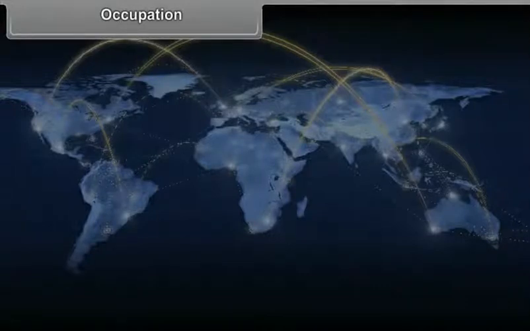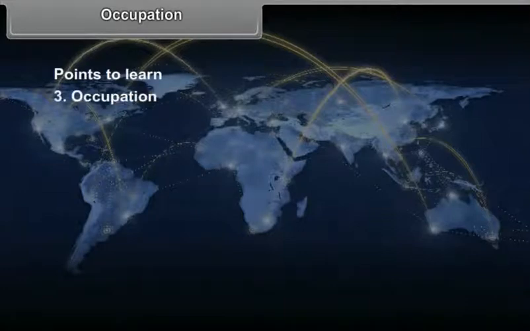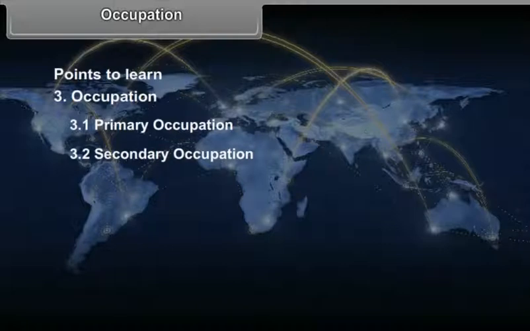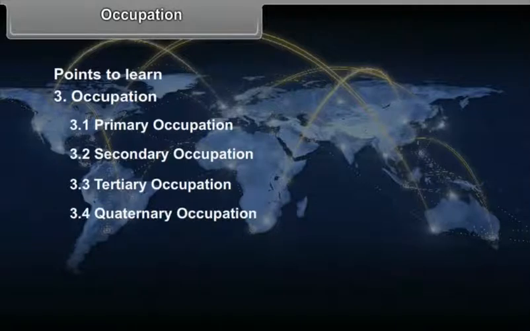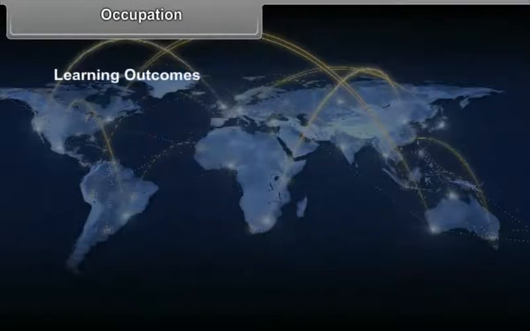Chapter 3: Occupation. Points to learn: 1. Primary occupation, 2. Secondary occupation, 3. Tertiary occupation, 4. Quaternary occupation.